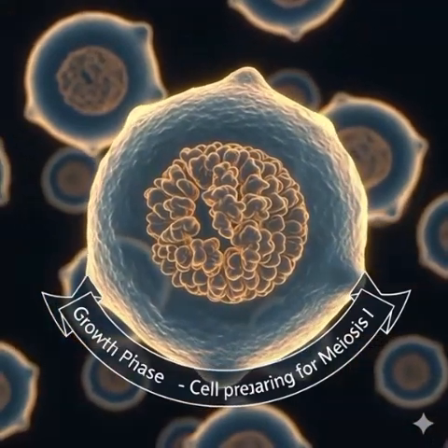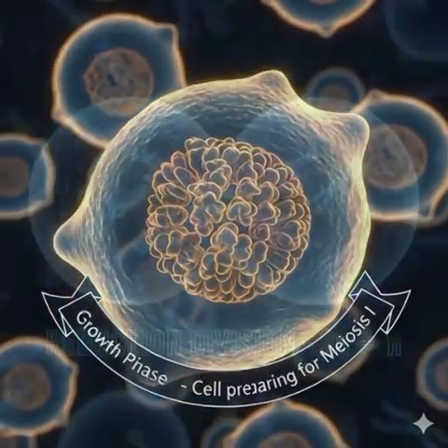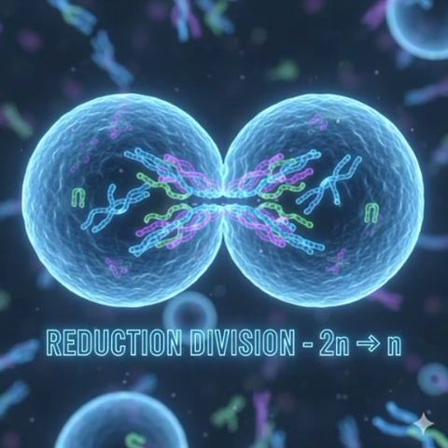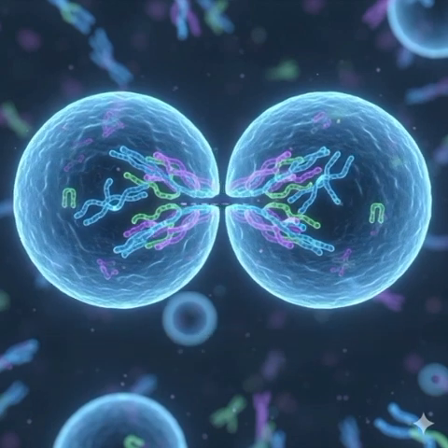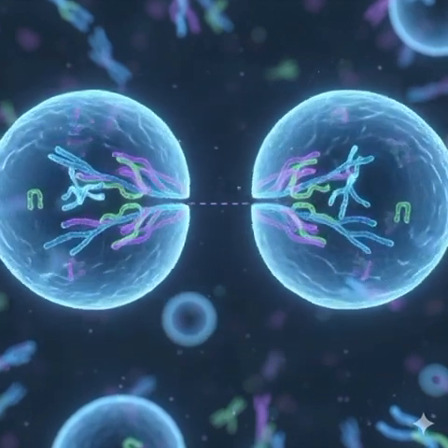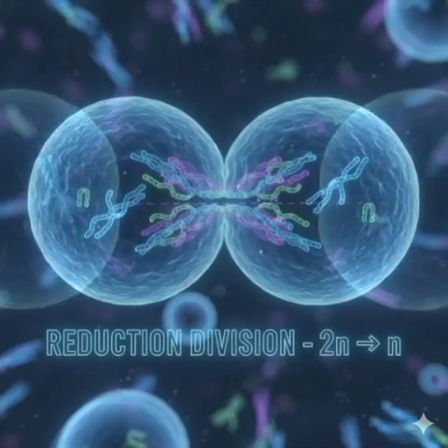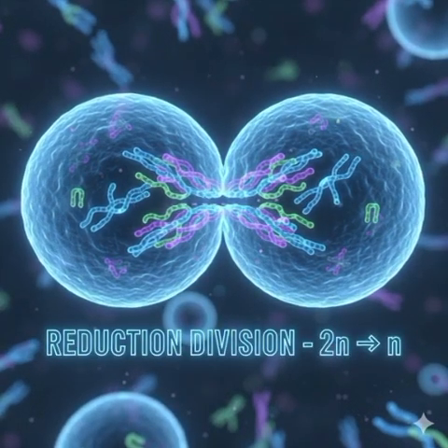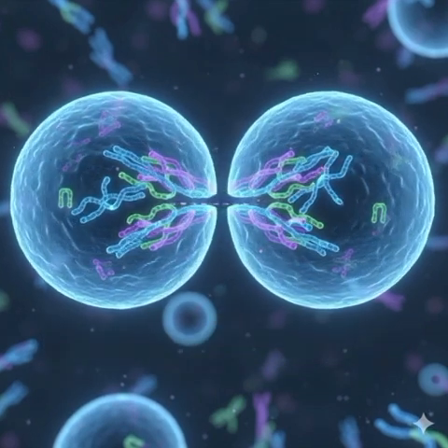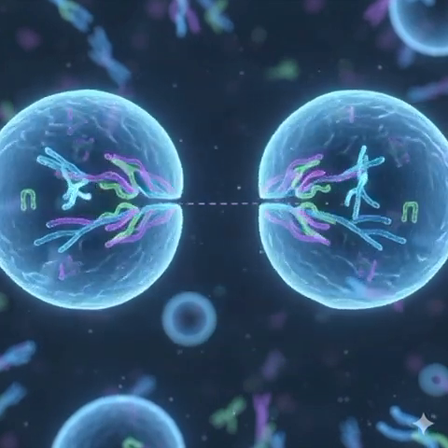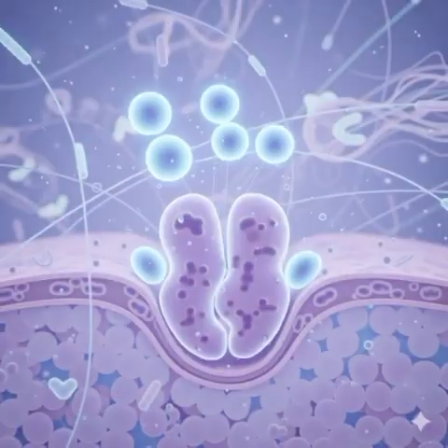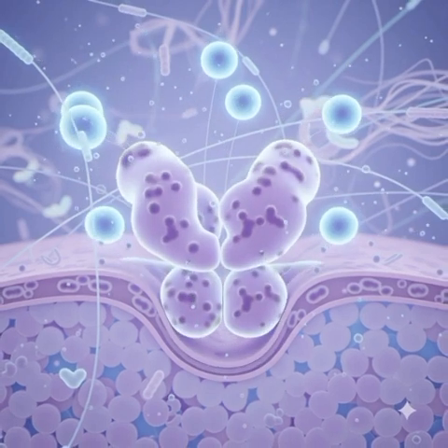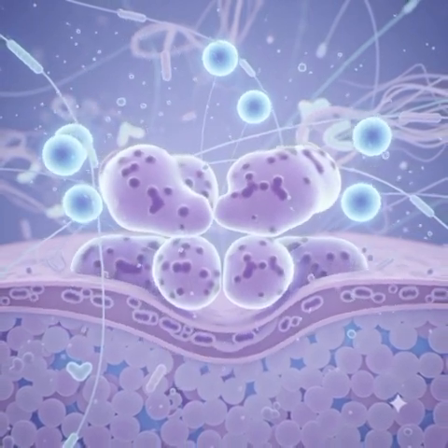This cell now enters the growth phase, ready for the next stage, that is meiosis. During the first meiotic division, a primary spermatocyte divides into two secondary spermatocytes. This is called reduction division, where chromosome number becomes half. Next, each secondary spermatocyte divides again, forming four haploid spermatids. These are immature sperm cells that still need to differentiate.